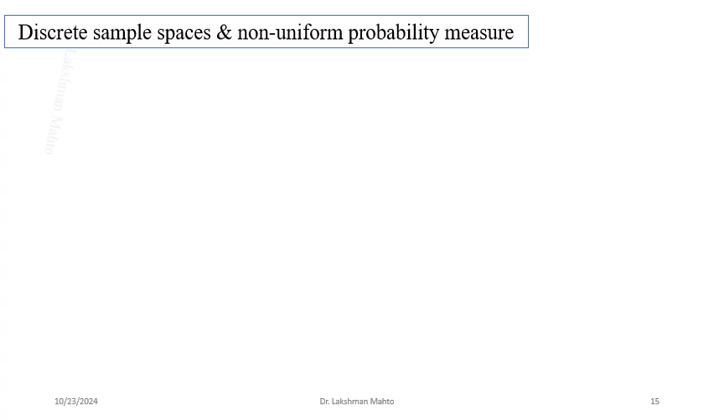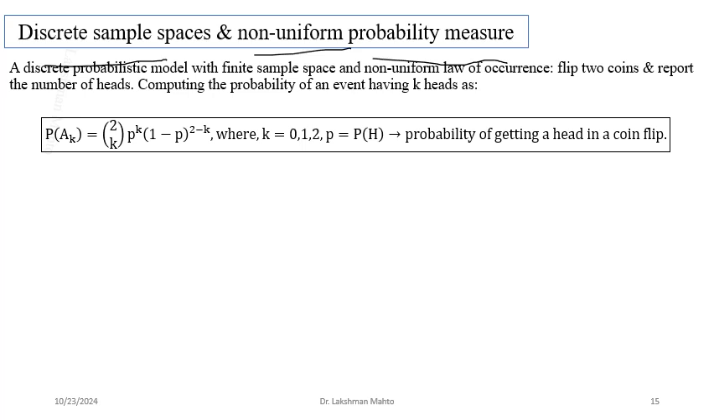So I will talk about discrete sample space and non-uniform law in order to compute probability measure. For non-uniform pattern, we say that we start with the uniform law and we see some specification in order to utilize some other kind of better things. Okay. So if you take a discrete probability model with finite sample space and non-uniform law of occurrence, like if you flip a coin 2 times and report the number of heads, you come up with computing the probability of an event having k heads.